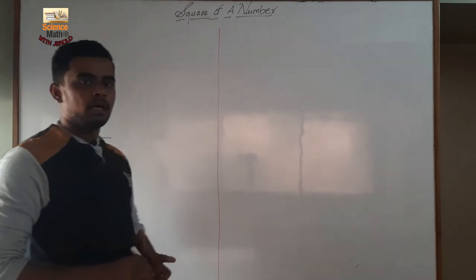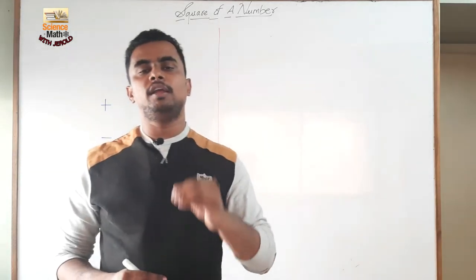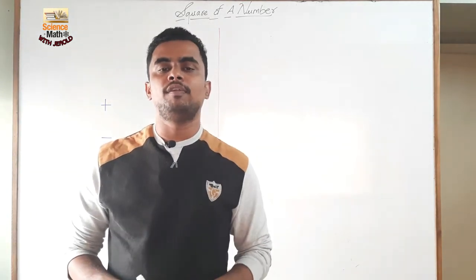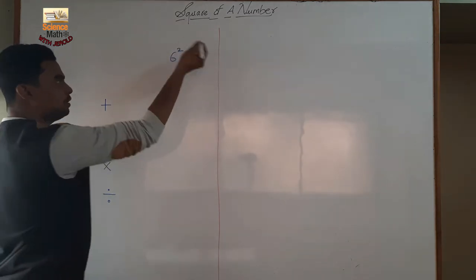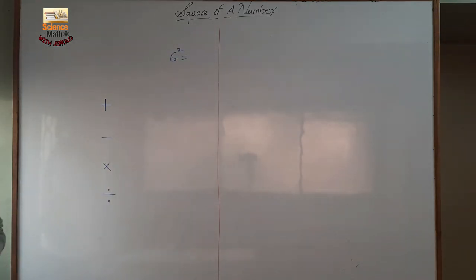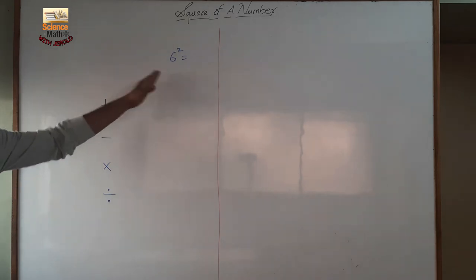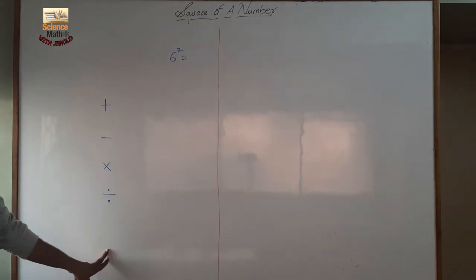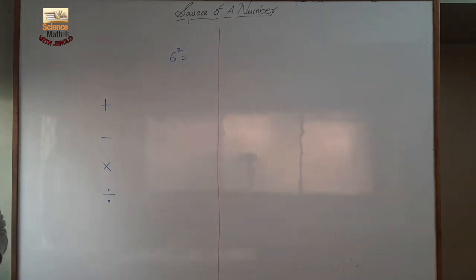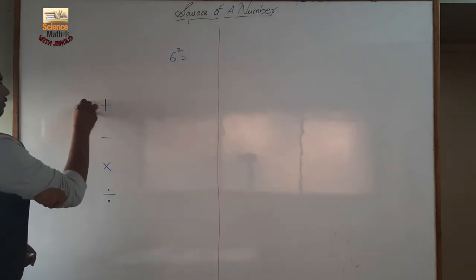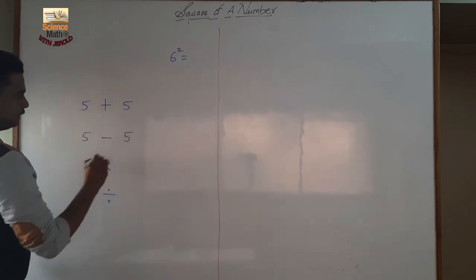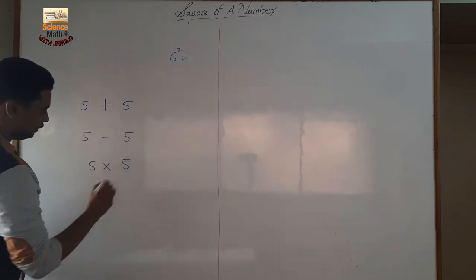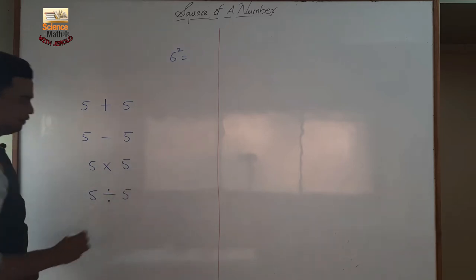Now let us take the square of number 6, take it as if you don't know it. For that, if you want to find the square by this method, you need to know the previous number, that is 5. So what I'll do is I will add 5 and 5, I will subtract 5 and 5, I will multiply 5 and 5, and I will divide 5 and 5.